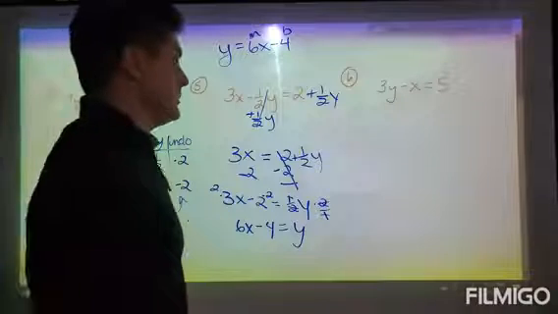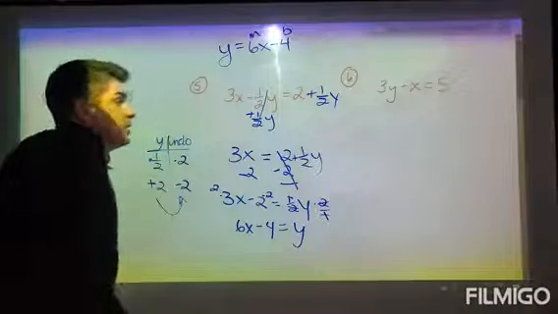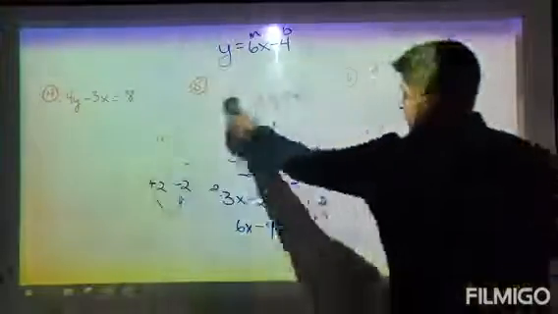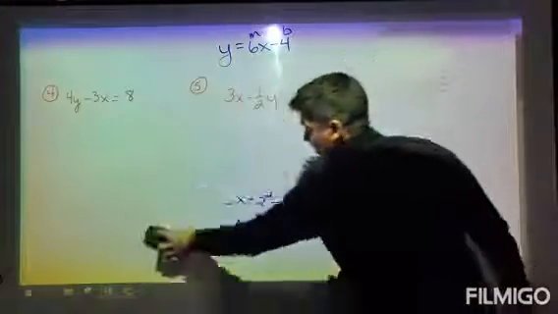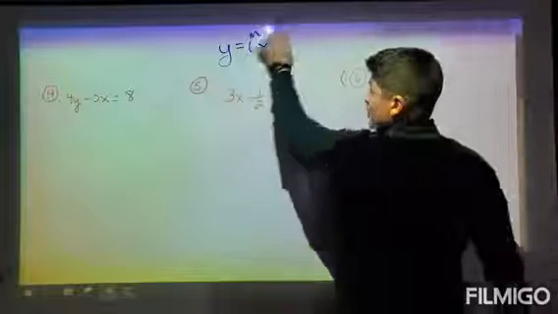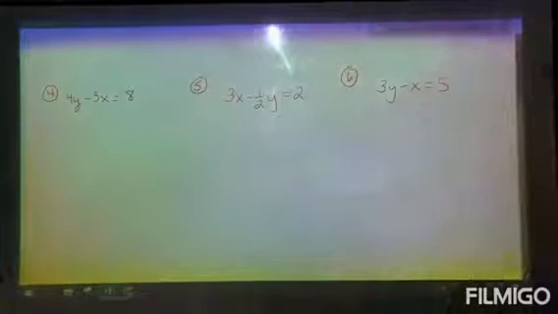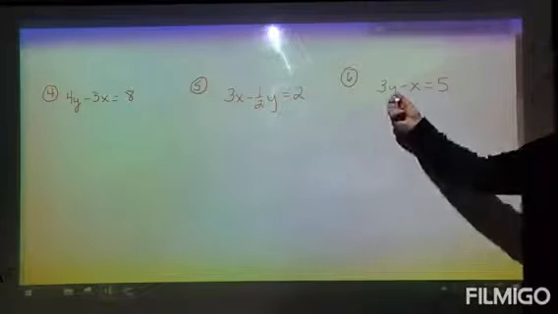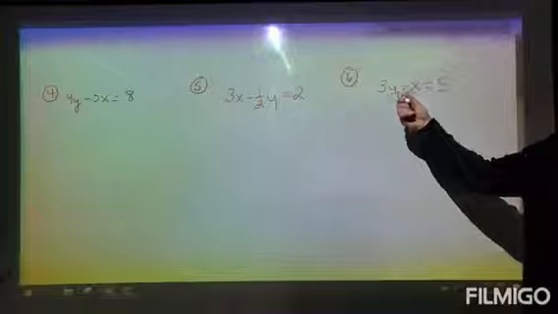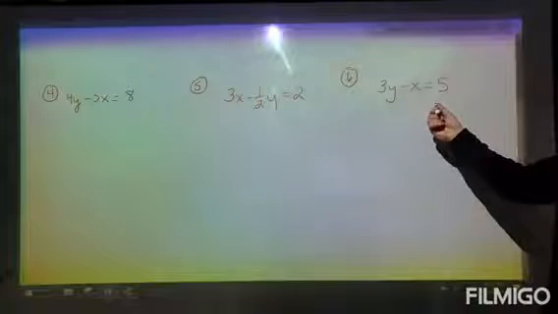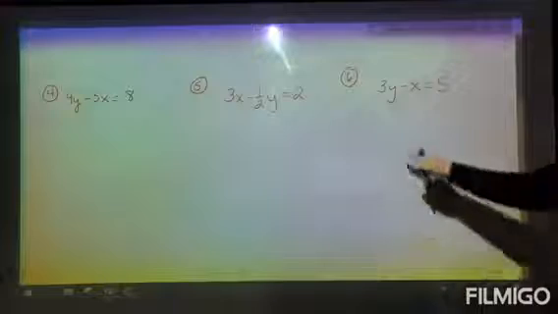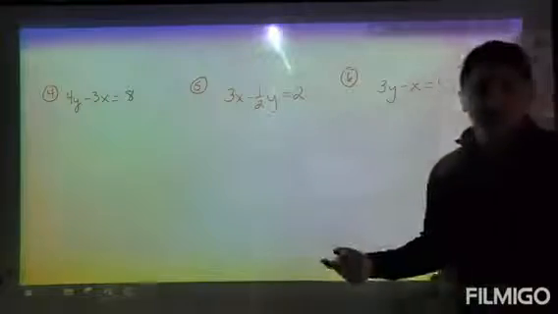Last but not least, number 6. Good part about this is you can stop the video, you can go back, because there are similar ones you guys are going to be working on today. We have y, we have x, negative x, we have 5. We got to get y by itself. Good news is y is positive.